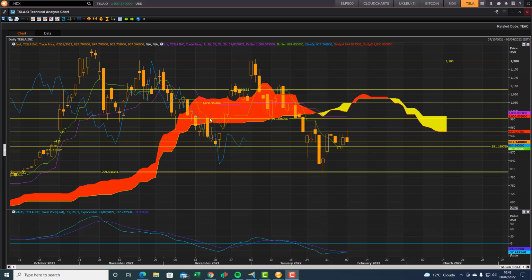Last time we were around about here when Tesla sliced through the bottom end of the cloud and moved into bearish territory. Price action below the bottom end of the cloud is bearish. Price action above the cloud is bullish. So on the daily chart at that point in time, we were looking at these downside gap targets, 910, that gap between 944 and 910. We looked for that gap to close, just put an order in at 910.